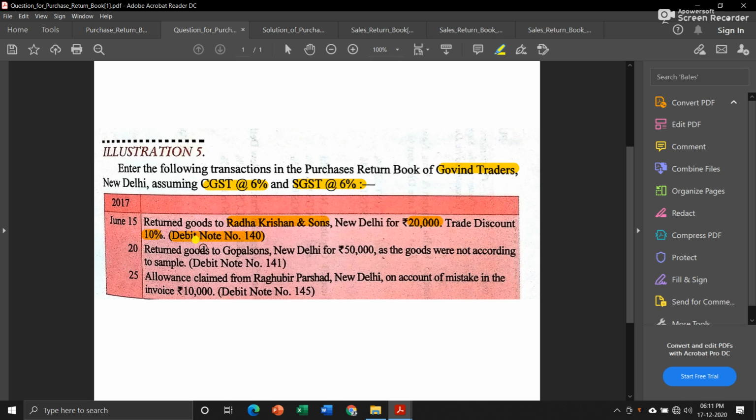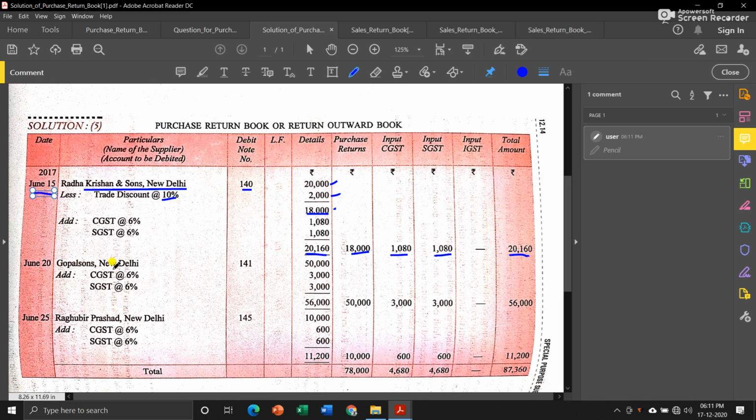Now let us see the next transaction. On June 20, returned goods to Gopal Sons, also situated in New Delhi, for goods worth rupees 50,000 as the goods were not according to sample, and the debit note is 141. So we will note it down: Gopal Sons, New Delhi, debit note number 141.